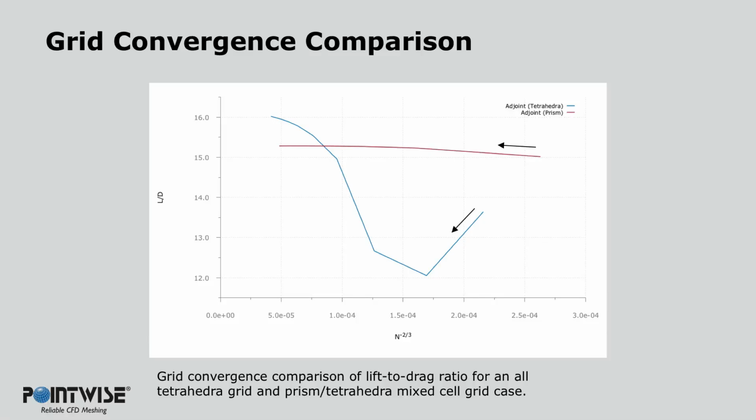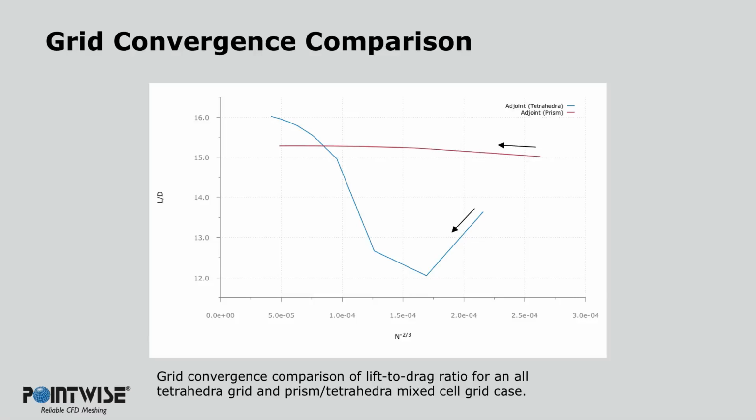Next, I plotted a comparison of grid convergence. Here, the lift-to-drag ratio is plotted for each adaptation cycle where the mesh is being successively refined. N represents the number of grid points in the mesh. The prism tetrahedral case doesn't show too much of a change in the engineering output over 10 adaptation cycles, whereas the tetrahedral case looks as though it may need a few more adaptation cycles before converging to a value.